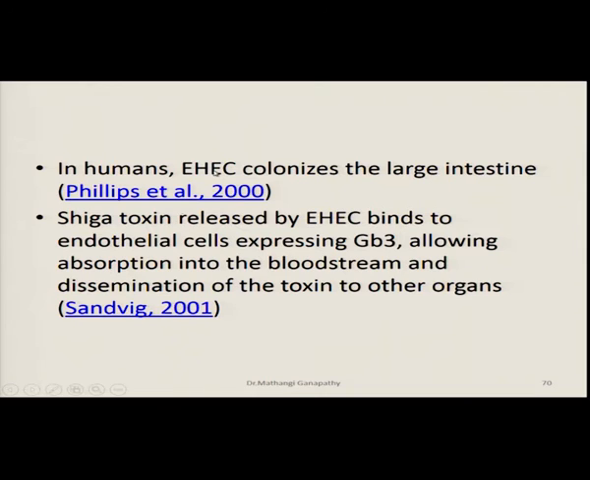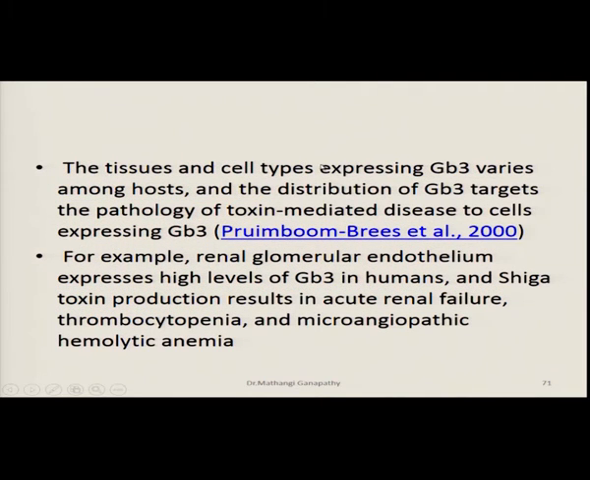In humans, the EHEC colonizes the large intestine. Once it colonizes the large intestine, the toxin released by EHEC binds to the endothelial cells expressing Gb3, allowing absorption into the bloodstream and dissemination of the toxin to other organs. The tissues and the cell types expressing the Gb3 vary among the hosts. So, the distribution of the Gb3 targets the pathology of the toxin mediated disease to the cells expressing Gb3. So, whichever cells have a larger number of the Gb3 receptor, those are the cells which are going to be bound by the verotoxin.